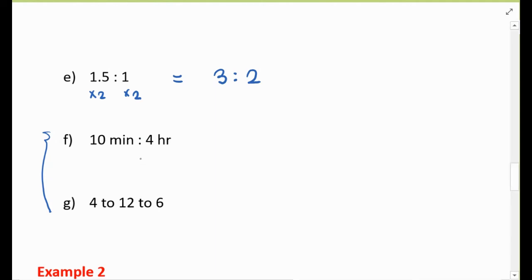10 minutes and 4 hours. So we're going to change 4 hours to minutes. So 4 hours is how many minutes? That is 240 minutes. Alright? So 10 to 240. And what number are you going to use? So let's divide both numbers by 10. So 1 to 24 is the answer.